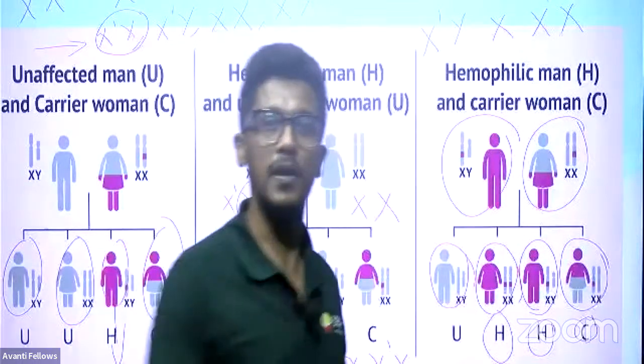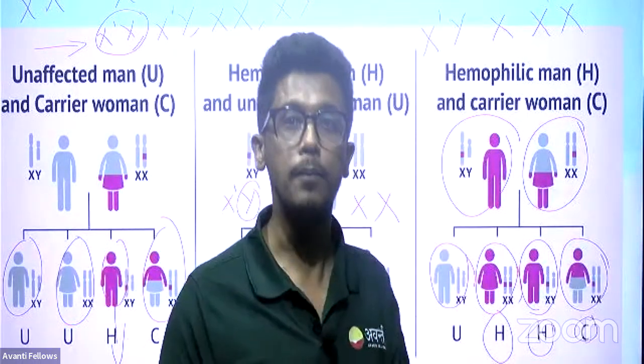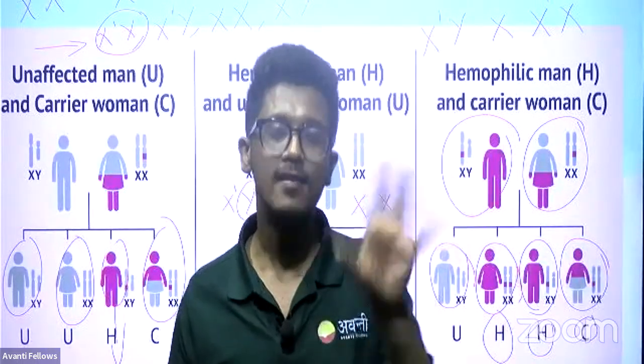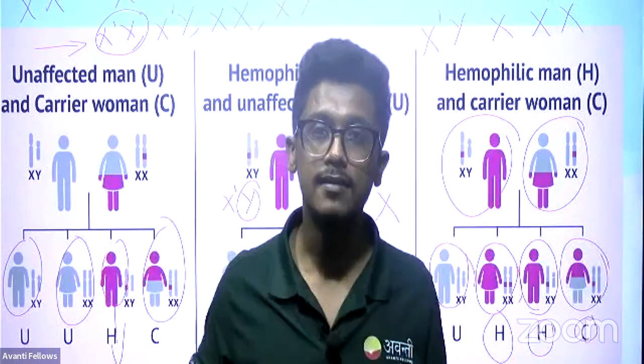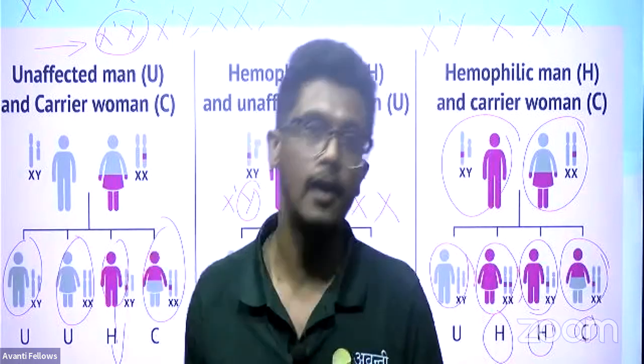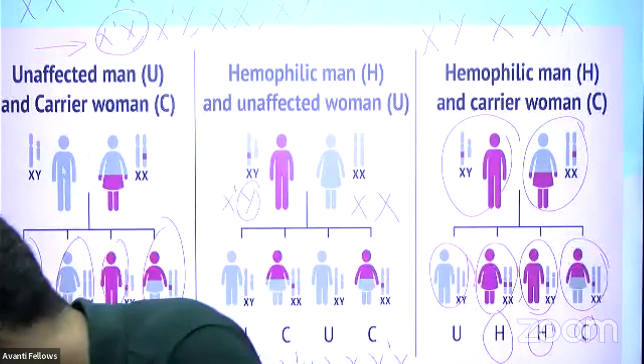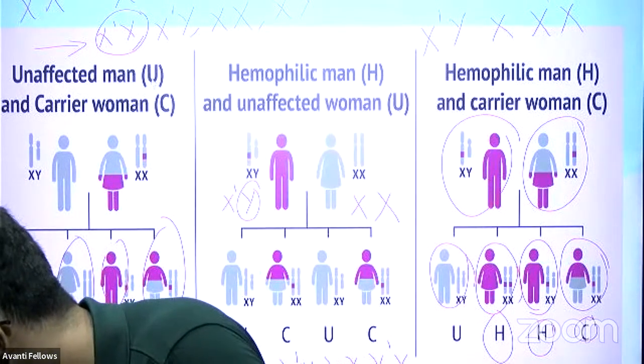The protein that is present in the cone is absent. When the protein is absent in the cones, then you lack the ability to differentiate a color. Correct? No? So when you lack the ability to differentiate a color, okay, hold on.